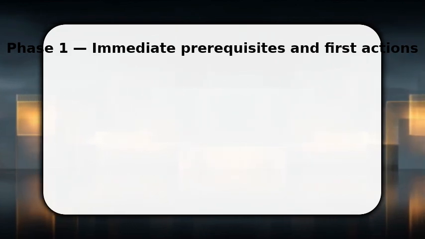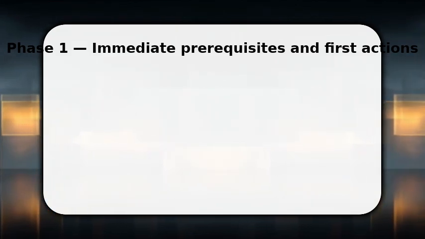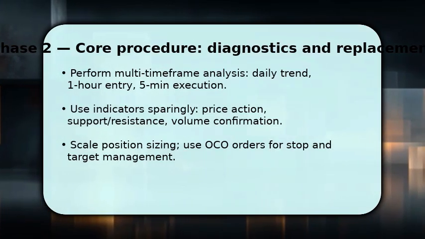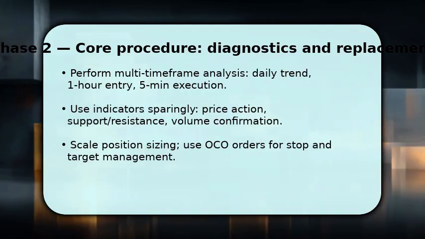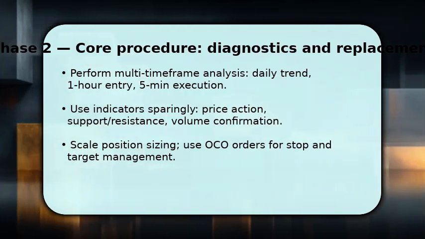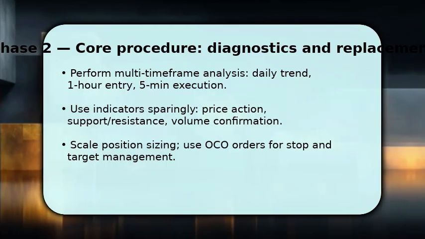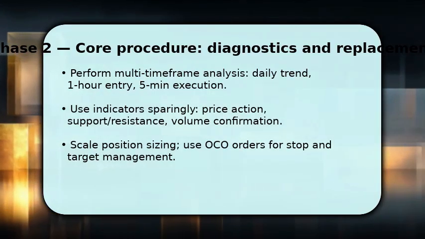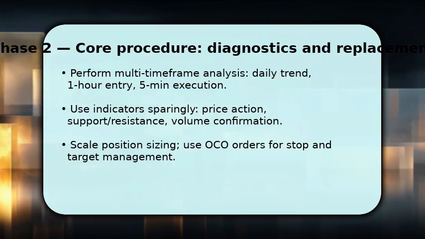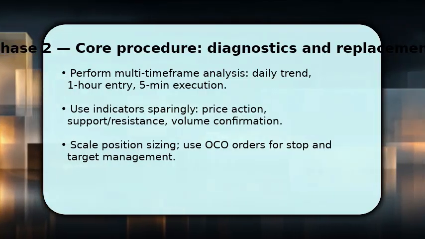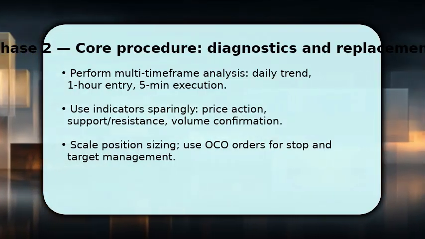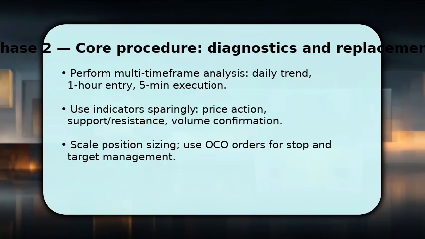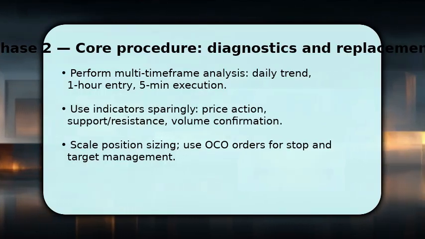You next analyze setups across timeframes to align trend and entry precision. Daily confirms direction, 1 hour refines swing, 5-minute times execution. Then execute with order types that match your plan. Limit for controlled entries, OCO for paired stop and target. Manage trade actively, trail stops, or scale out partial positions as momentum confirms. This reduces risk and locks gains.